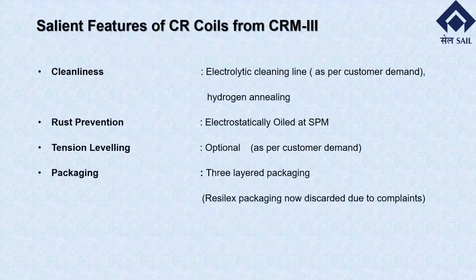Now the salient features of CRM3: for ultra cleanliness we have an electrolytic cleaning line. Also hydrogen annealing, which we have at BAF, helps in giving a brighter and cleaner surface, which was not possible in nitrogen annealing, which we had in our old CRM. Then for rust prevention, we have an electrostatic oiler at SPM, in which we give oil to 100% coils.